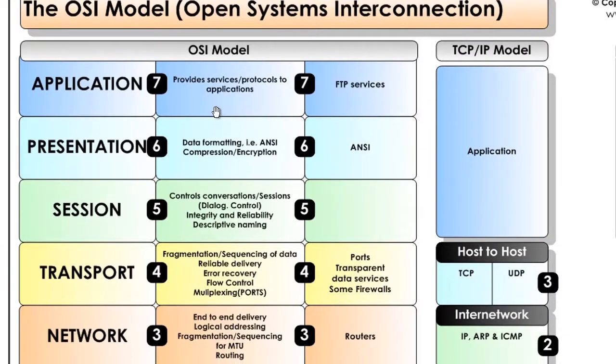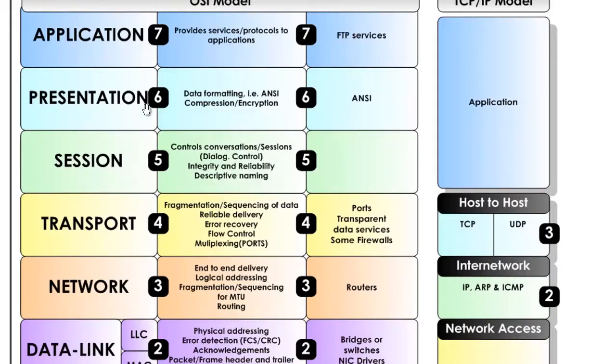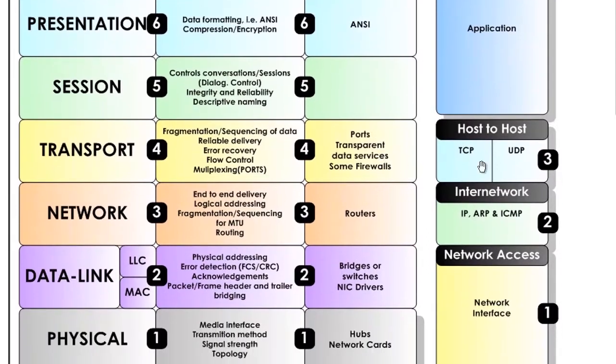Here the application layer provides the service, data formatting and control conversion, and session is also maintained here. Some examples we can understand here are the FTP service, or representing your data format as ANSI. And this is what happens with your transport layer, where fragmentation, sequencing of data, reliability of data, error recovery, flow control and multiplexing are all functions of the transport layer. It directly takes care of the 2 protocols in your transport layer, called TCP and UDP.